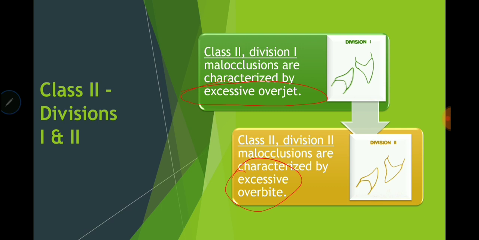When the mesiobuccal cusp of the maxillary first molar is posterior to the mesiobuccal developmental groove of the mandibular first molar, the occlusion is described as class 3. Class 3 occlusion.